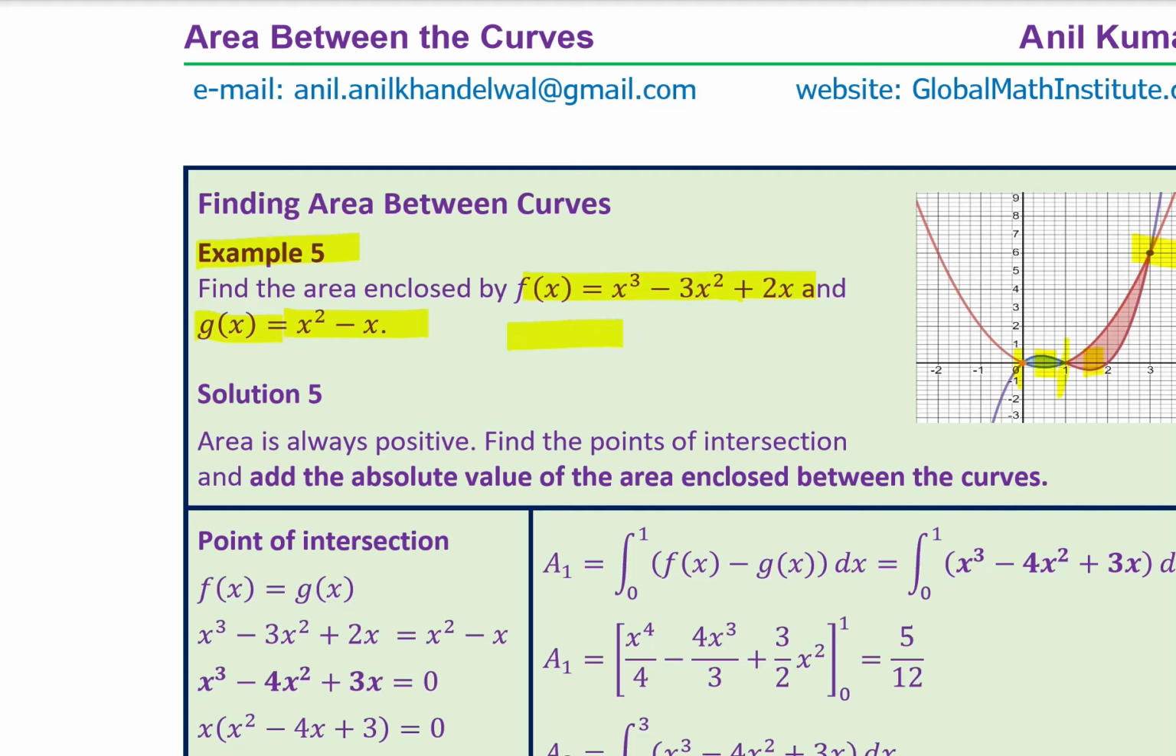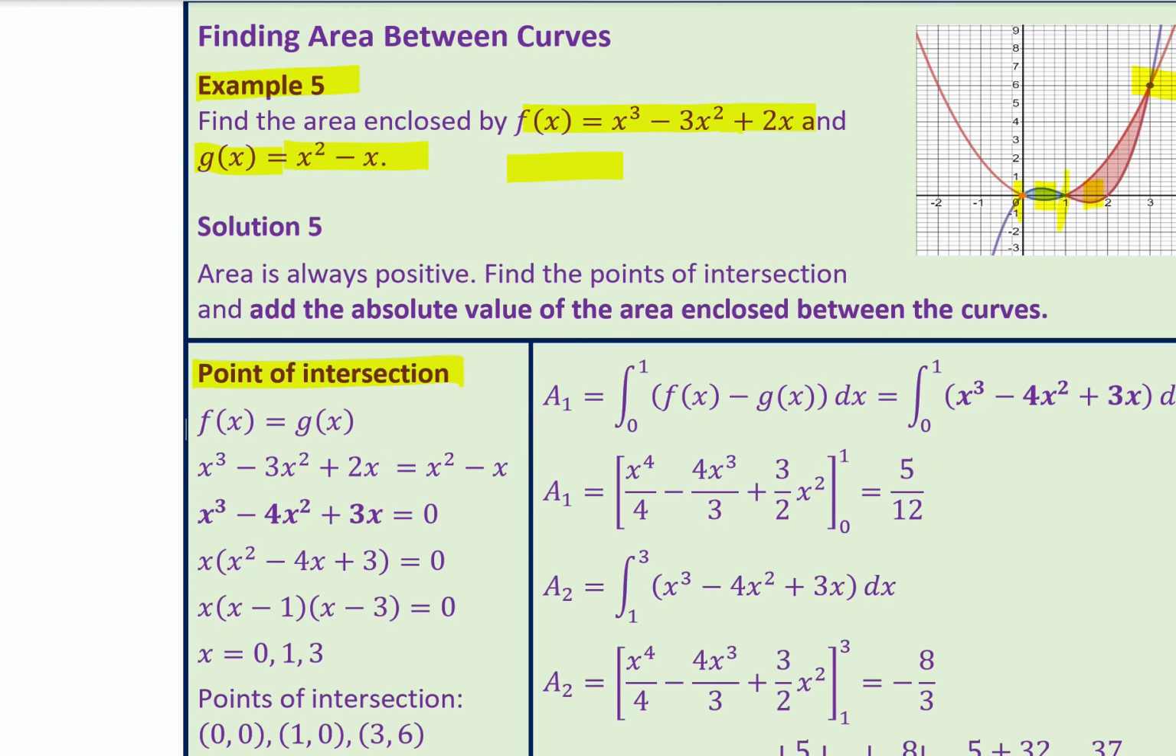Again, we are not given the interval. So you need to find the points of intersection. That is key. So the first step is to equate f of x to g of x. Once you do that, you can simplify, and then this is a quadratic equation which can be factored. You can find the x values of the points of intersection. So in this case we get them as x equals 0, 1 and 3.